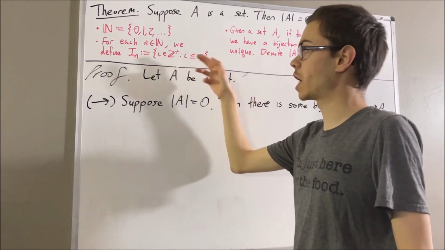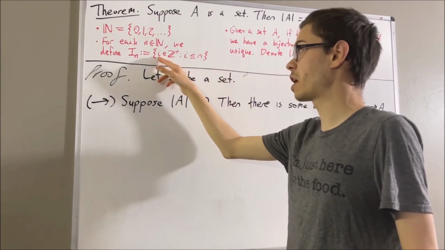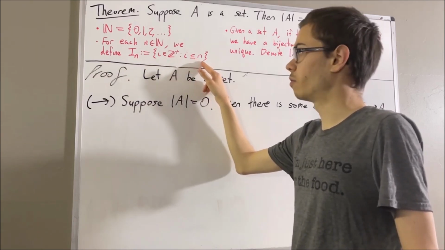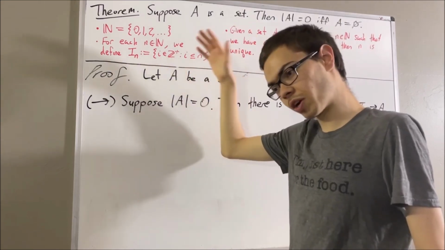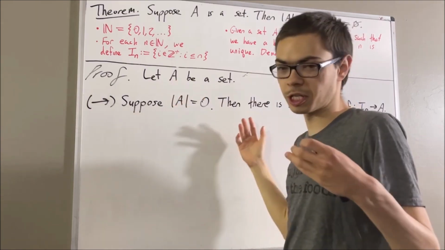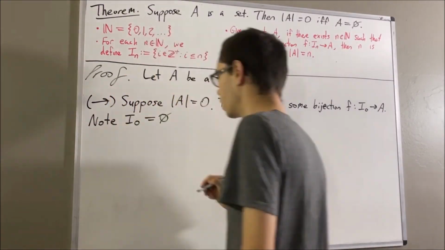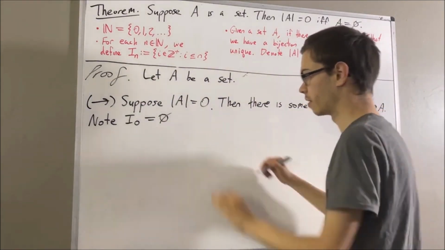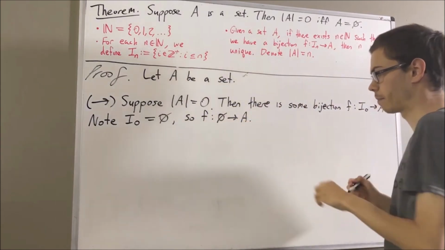If for a contradiction I0 was non-empty, then there would exist some positive integer i such that i is less than or equal to 0. Well, since i is a positive integer, we also have that i is greater than 0. So i is greater than 0 and i is less than or equal to 0. So that gives us a contradiction. Therefore, I0 must be empty. And since I0 is empty, we can replace the I0 here with the empty set. So F is really a bijection from the empty set to A.